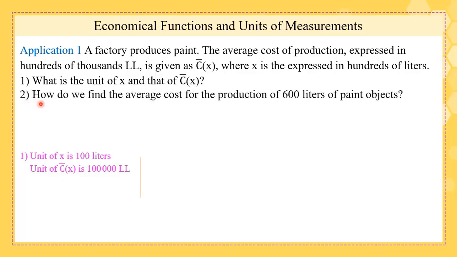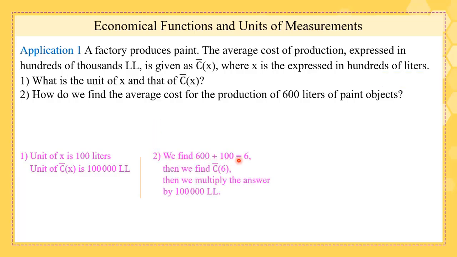2. How do we find the average cost for the production of 600 liters of paints? Also, try to solve it on your own. Solution. We divide 600 by 100, so we get 6. After that, we find C bar of 6. Finally, we multiply the answer of C bar of 6 by 100 million of lira Lebanese.